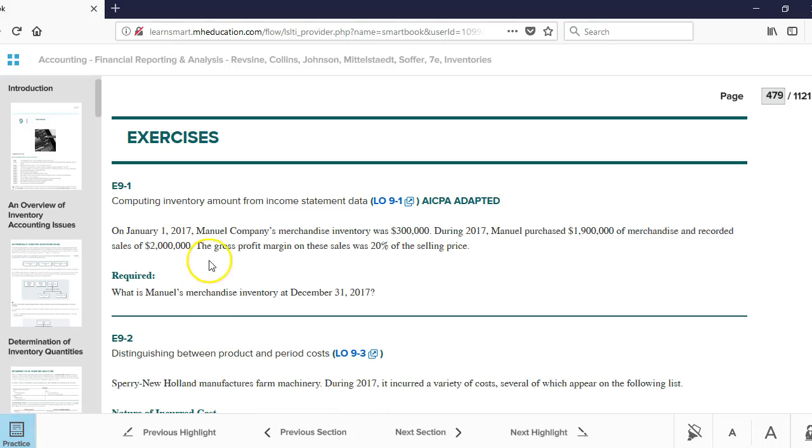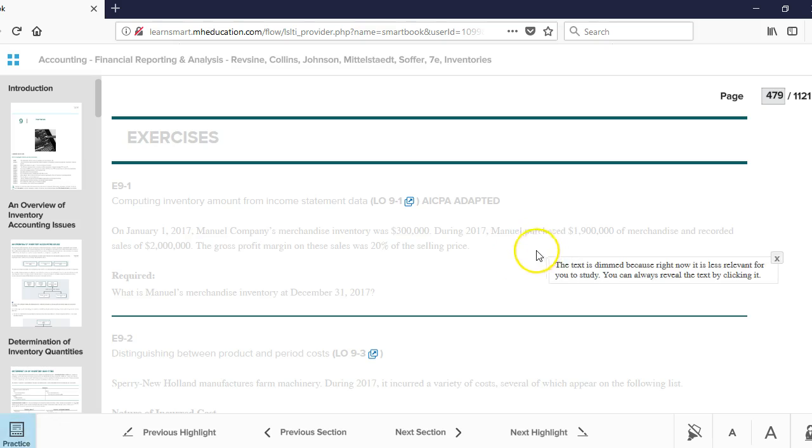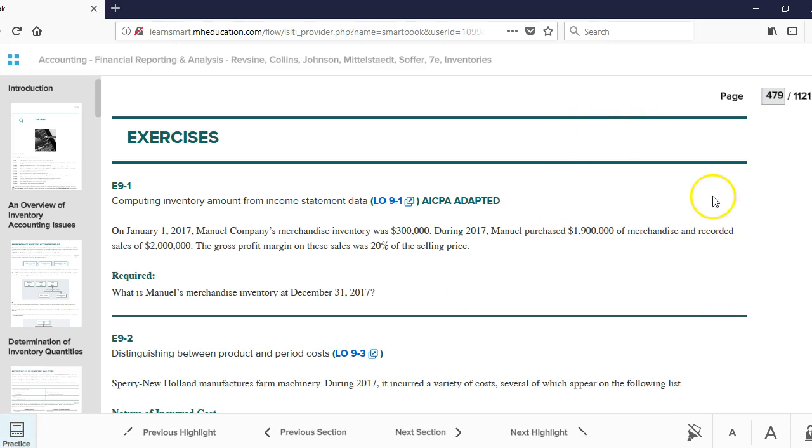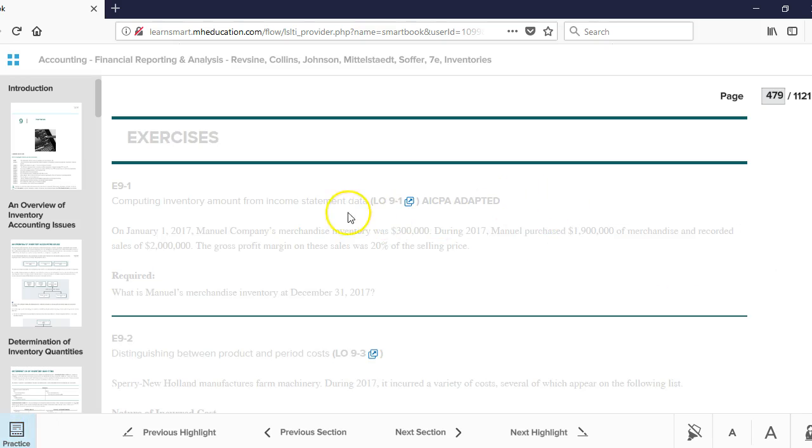This is a recording of the Chapter 9 exercises, and we'll do quite a few. This is exercise 9-1, just coming right from your book, and it's off a little bit by page numbers. In your book, it's actually page 478, in ebook, it's 479.